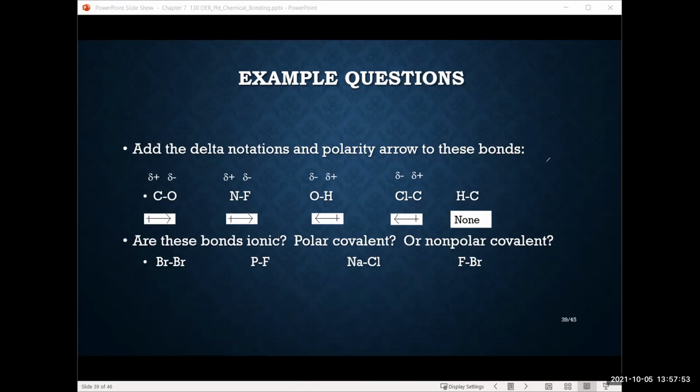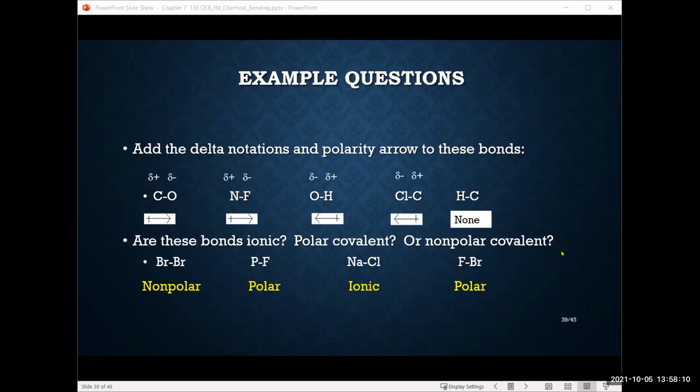And so here they're asking about ionic bonds. Well, ionic bonds, we know, come from a combination of a metal and a nonmetal. And so sodium chloride is the only ionic bond here.